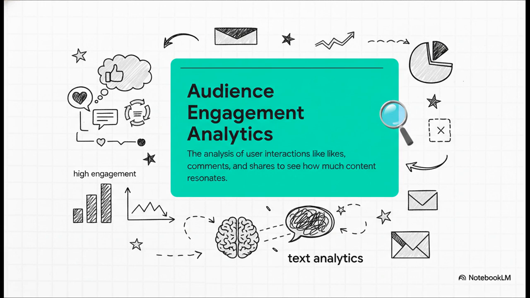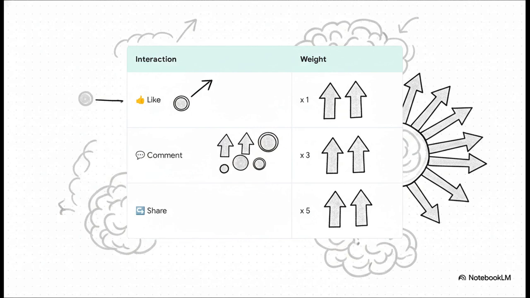Basically, this is all about looking at what people do with the content you put out there. Are they liking it, commenting, sharing it? High engagement is a huge signal that your message is hitting home. Low engagement? Well, that might be a sign it's time to rethink your strategy. And here's a super important thing to remember. Not all engagement is the same.